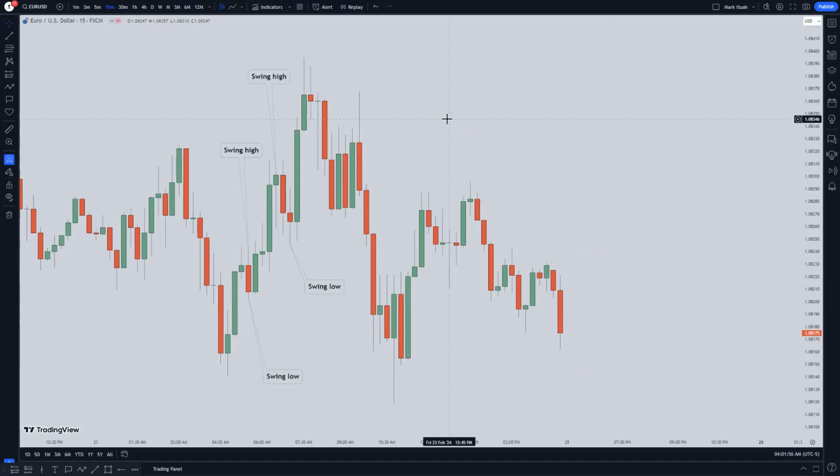Now, what do swing points really help us to do in the markets? Without swing points, we can't really identify market structure.